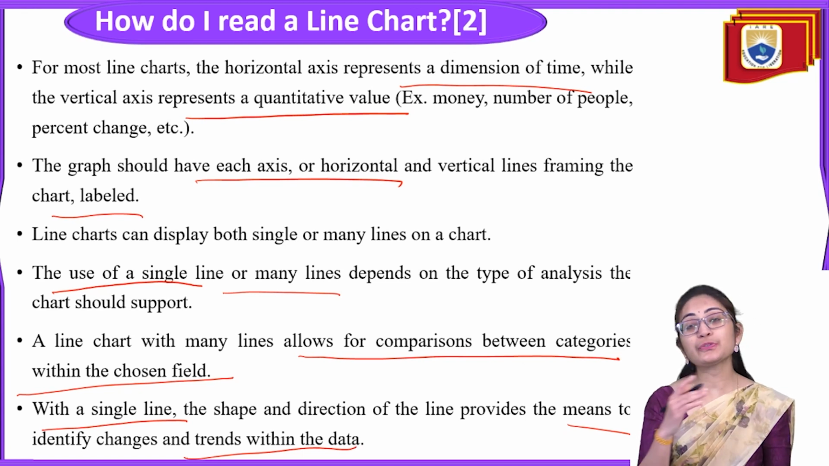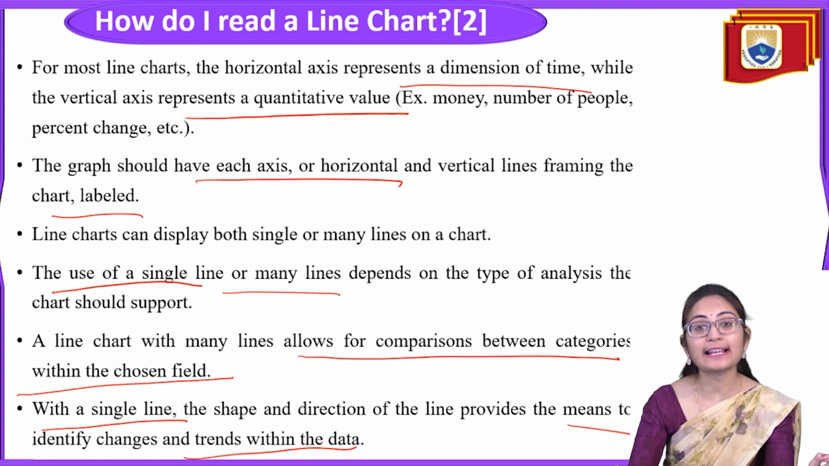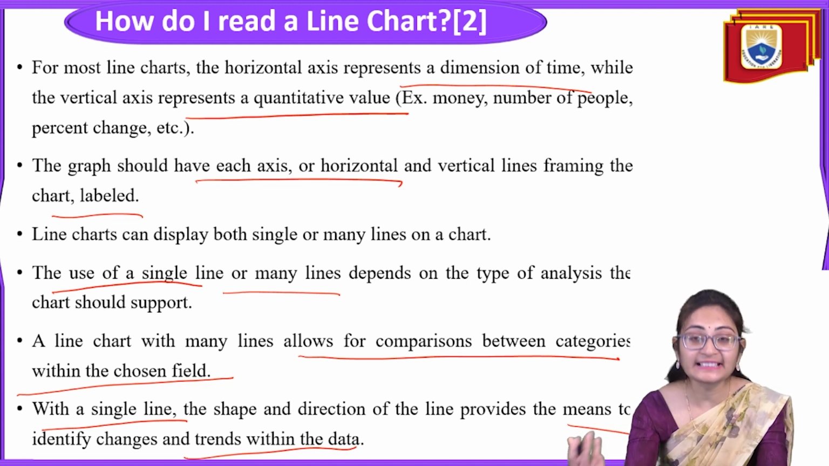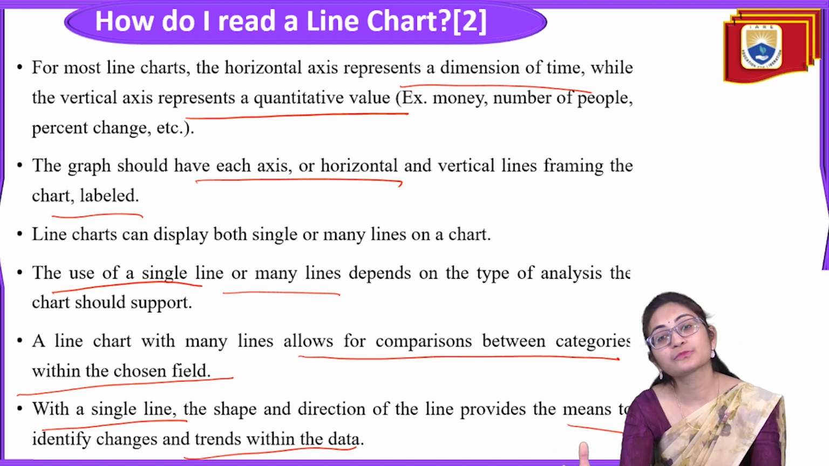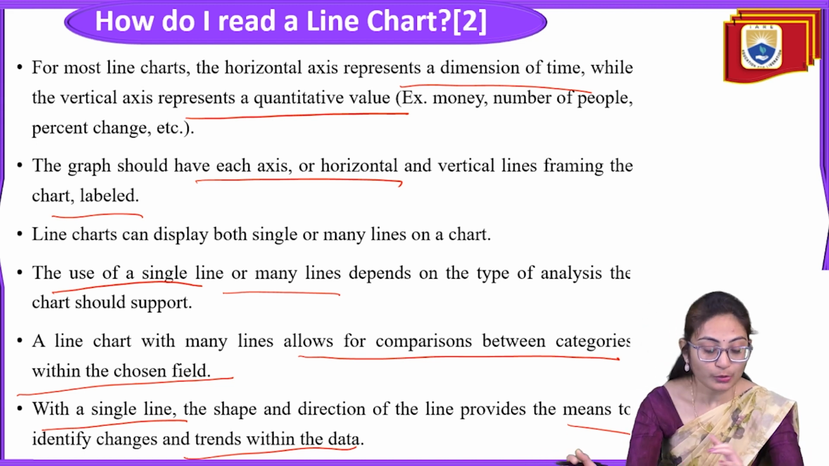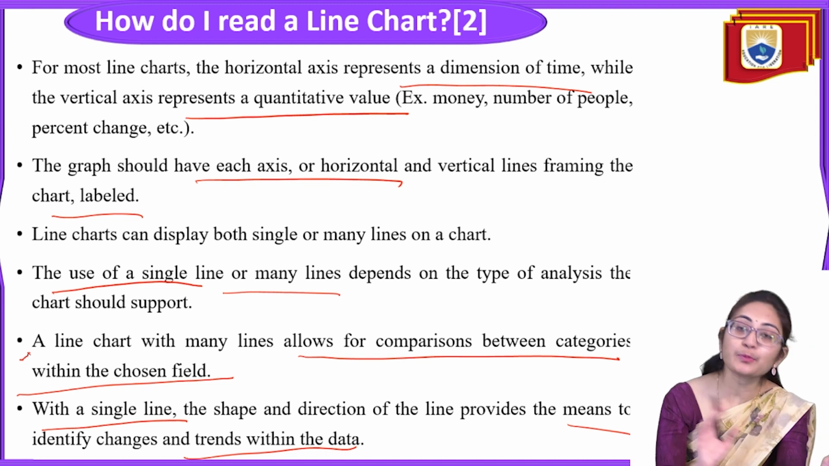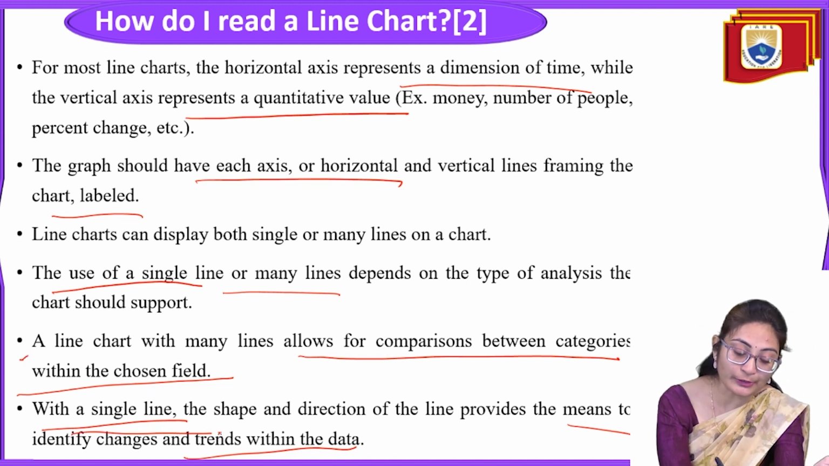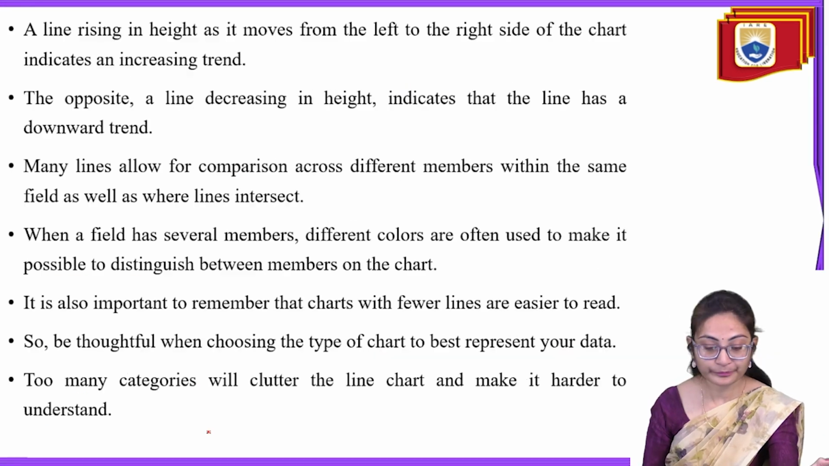So if you are using the single line, at that time the shape and the direction will provide some identity changes, and those changes are available in the data only. So both types of graph are very useful. You can use multiple lines, and you can use a single line also.